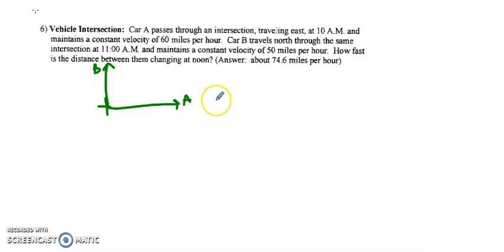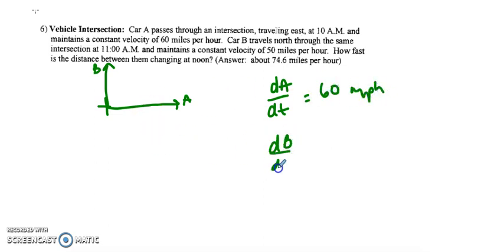Car A had 60 miles an hour, so dA/dt is 60 mph. dB/dt, the rate of car B, is, let's see, 50 mph. From this and from the time that has passed, we can figure out how far A and B are away from the intersection at noon.